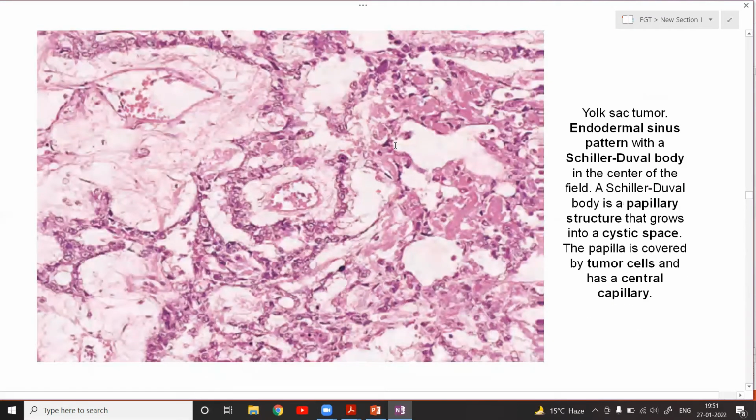So this is another pattern that is called the endodermal sinus pattern. Okay, endodermal sinus pattern. Now this pattern comprises multiple glands or papillae. Now a papilla is exactly what I am talking about, wherein you see a fibrovascular core. Now the classical thing about this endodermal sinus pattern is the presence of something called a Schiller-Duval body, which will be asked to you in the viva.